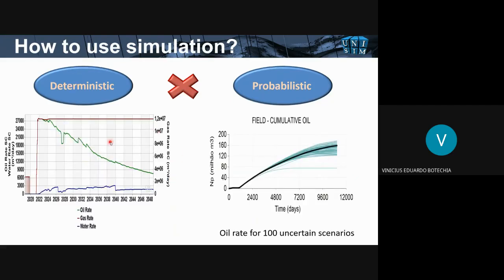Some example of an analysis of a deterministic case. You have here the gas rate. This is the case that I said that the bottleneck of the platform is the gas production. So what's happening here is the platform is limited by the amount of gas production. We have here the oil production, and here the oil production.